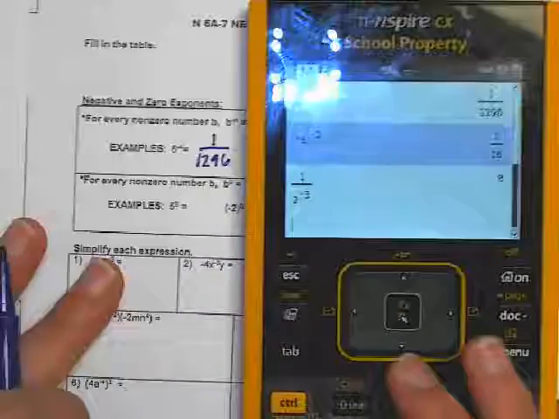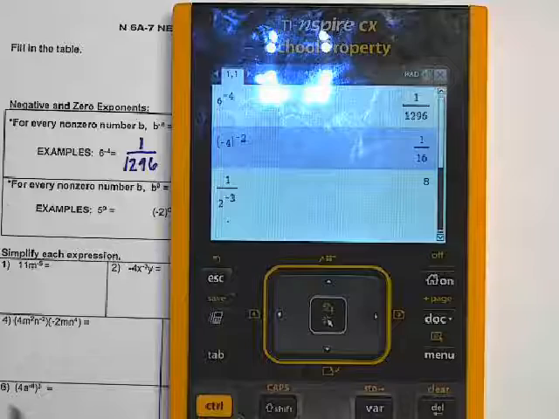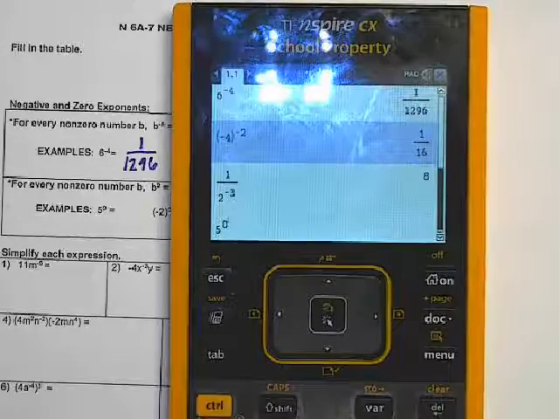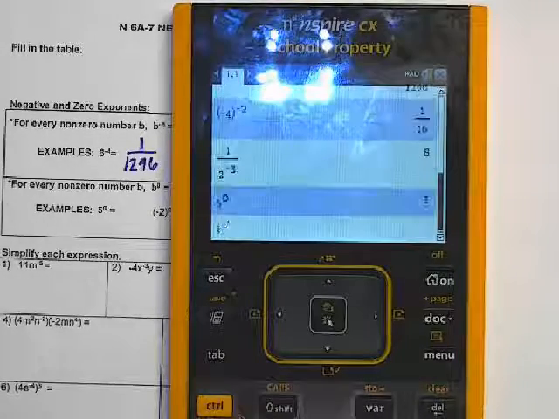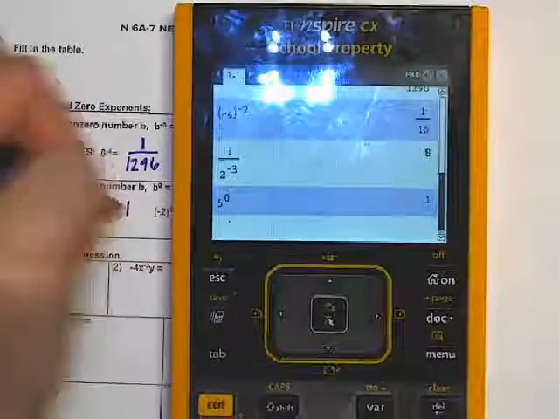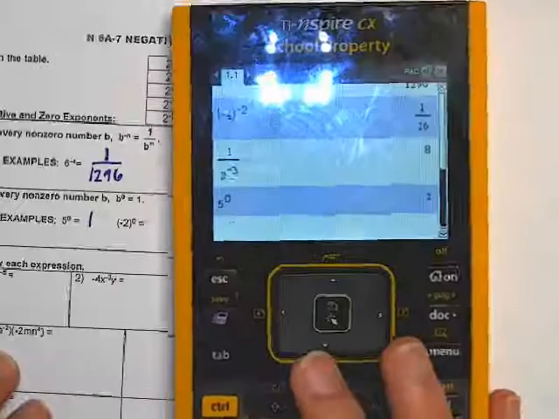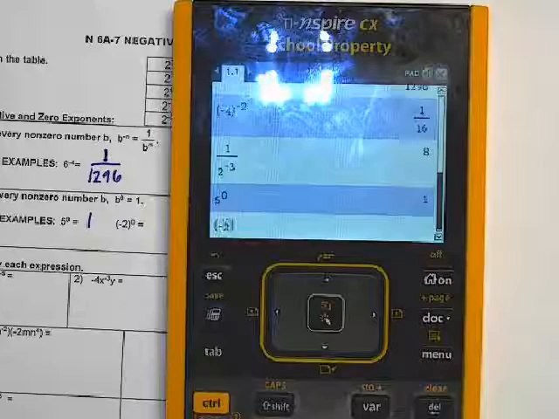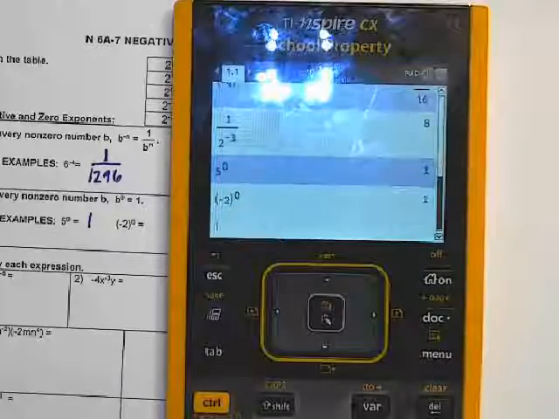Okay, now let's do the zeros. 5 to the zeroth power is 1. Then I'm going to do parentheses -2 to the zeroth power. 1.